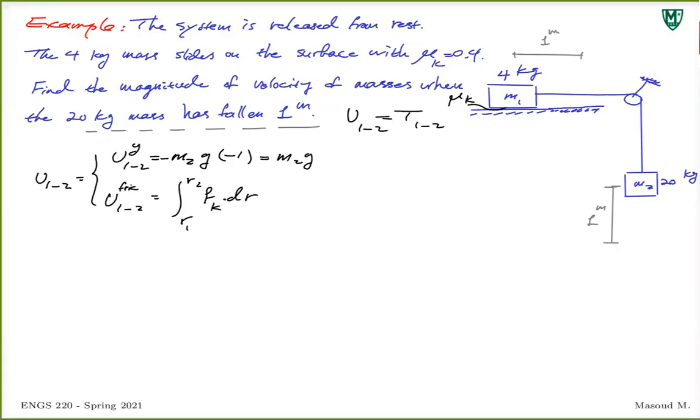Now, here goes the tricky part. Well, we know R1 and R2, right? This is point 1. This is point 2. So that's the motion starting from 1 to 2. The distance it goes from 1 to 2 is 1 meter. So we can say R1 is 0, R2 is equal to 1 meter. That's the limit for the integral. You don't need to put the unit there. That's the change, 1 meter, the motion.